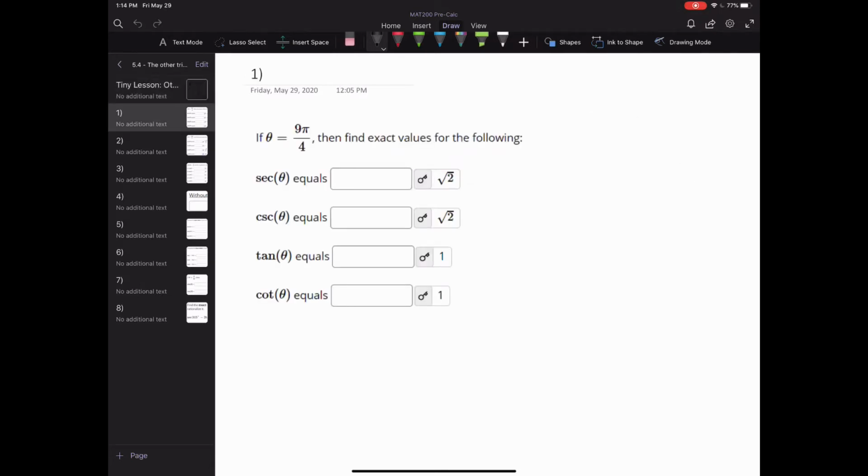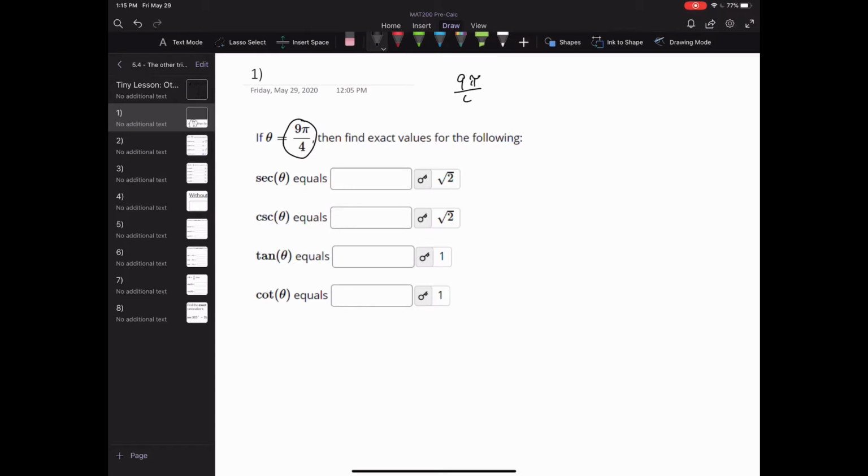Tangent is cotangent, and that's the same as 1 over whatever the tangent of x is. So let's do some problems. Find the exact value of whatever this is. Okay, so here's what we're going to do. Let's figure out what value that is in degrees. So let's convert it to degrees.